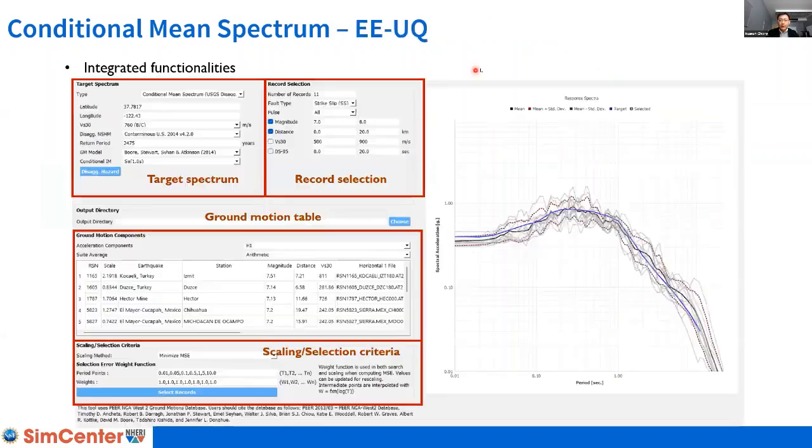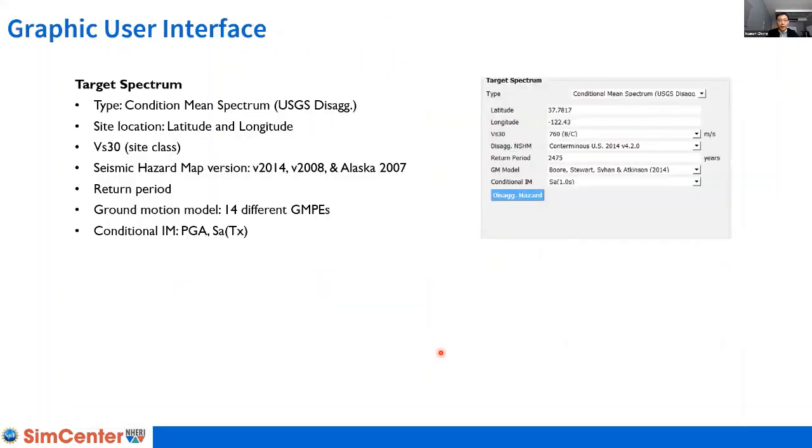Well, this can all be integrated into our EUQ tool now. So in one stop, this is just a picture of our EUQ user interface. It has the ground motion tabs here for the target spectra, record selection, and the ground motion downloading, and also the scaling and the selection criteria. And I'll just zoom into individual boxes here to have some more detailed explanations for each.